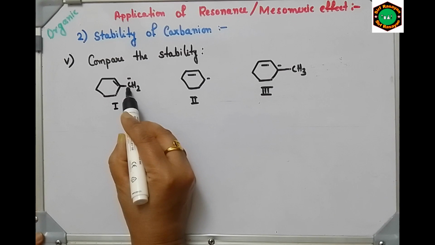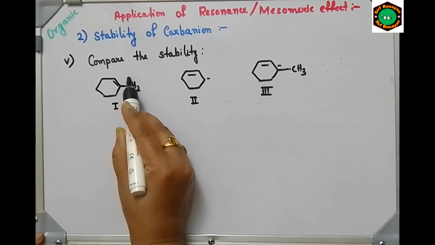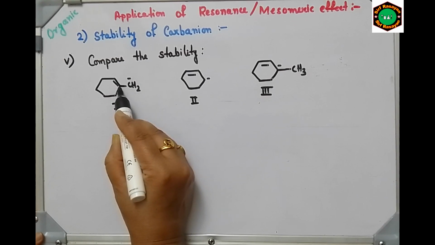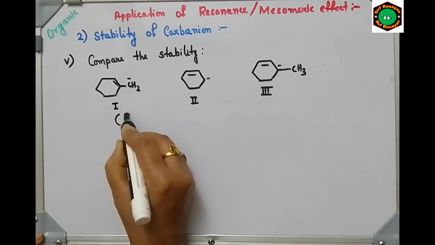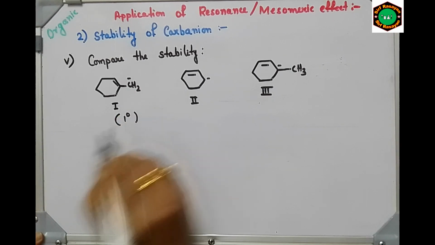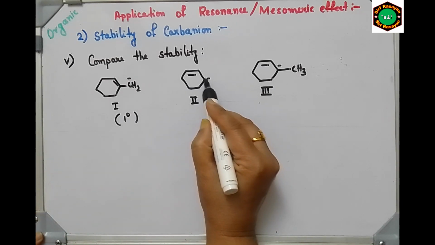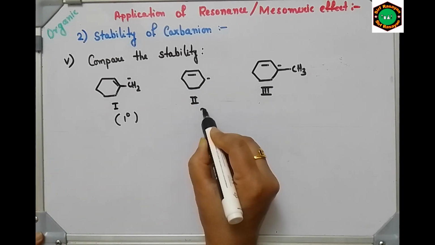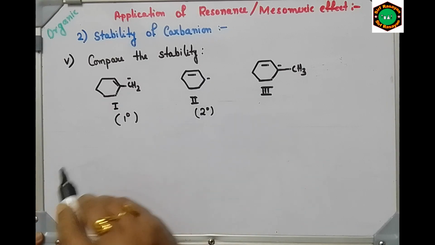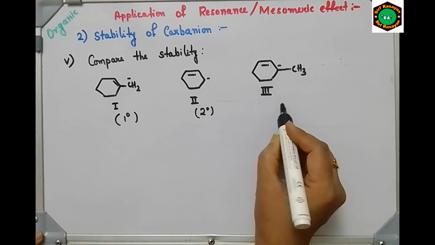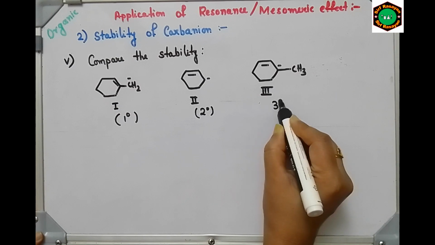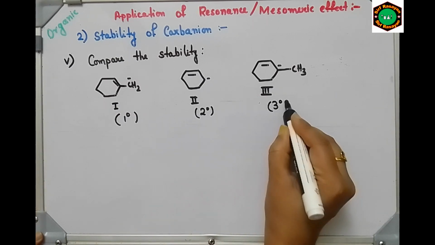Now see here, this negatively charged carbon is attached with another carbon. This is a primary carbanion. This carbanion is attached with 2 carbons, so this is a secondary carbanion. And this carbanion is attached with 3 carbon atoms, so it is a tertiary carbanion.